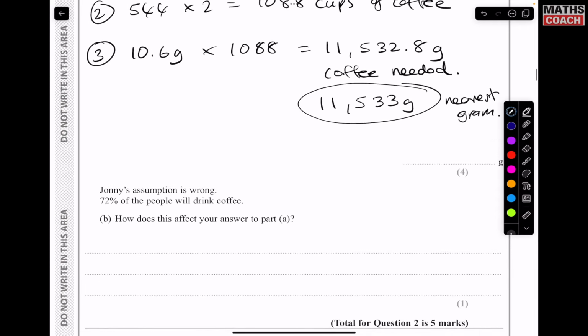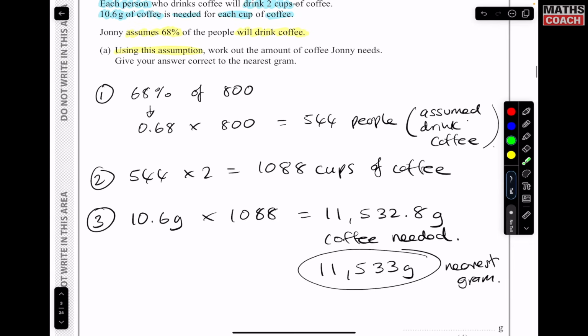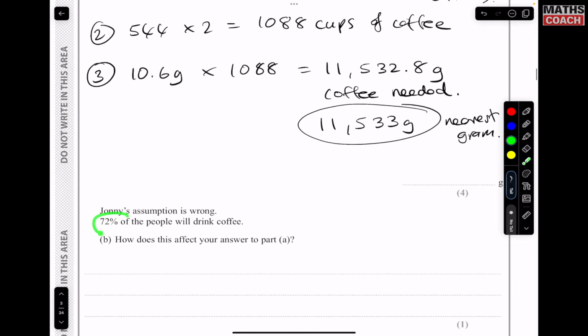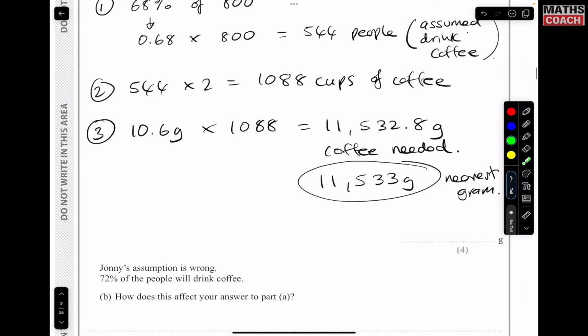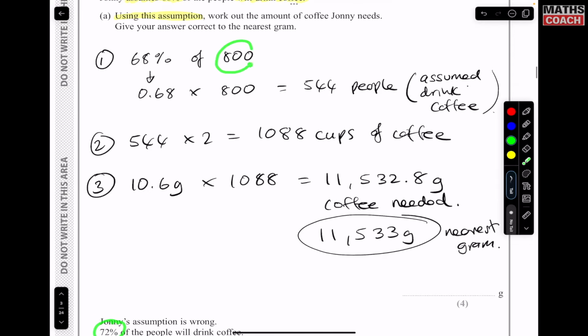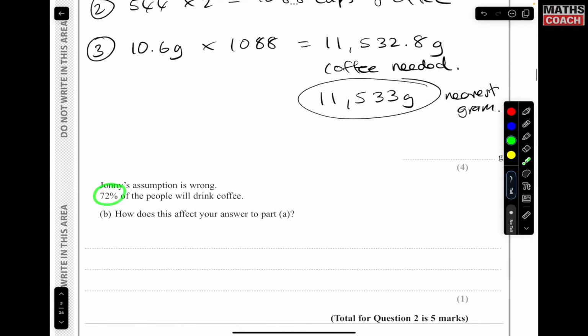Now, part B of the question says Johnny's assumption is wrong. 72% of the people will drink coffee. So what was the assumption again? He assumed that 68% of the people will drink coffee, but actually it's going to be more than that. So more people will drink coffee. That's 72% of 800, right? We don't need to work out anything because it's only for 1 mark. We just want to answer, how will this affect our answer to part A?